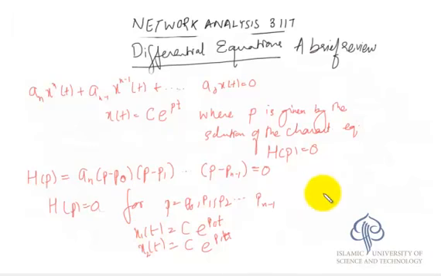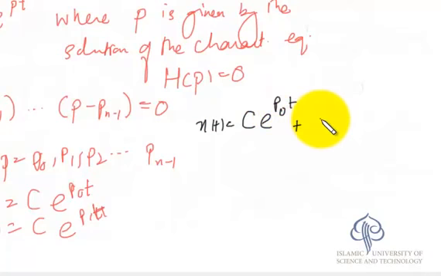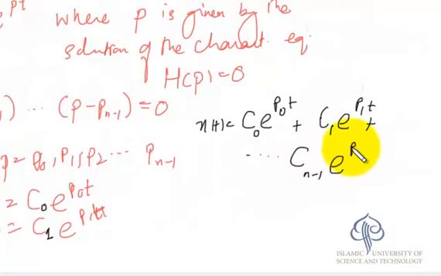So in general terms, if you're able to factorize H(p) into distinct factors like this, the solution is going to be x(t) equal to C0 e to the power p0t plus C1 e to the power p1t plus so on and so forth, C(n minus 1) e to the power p(n minus 1)t. Of course, these are going to be different constants.